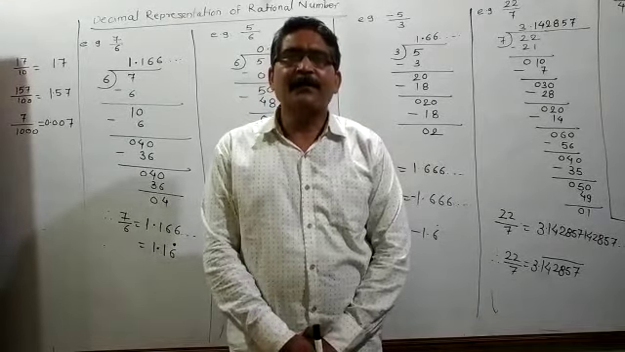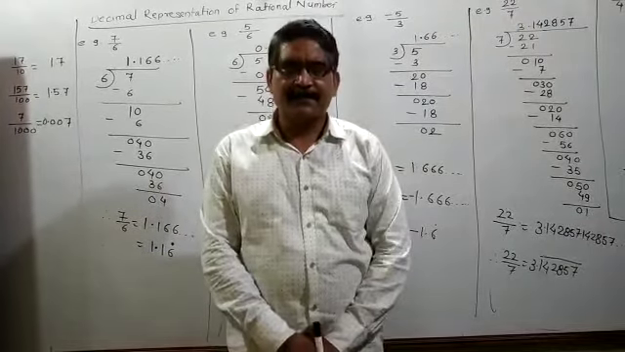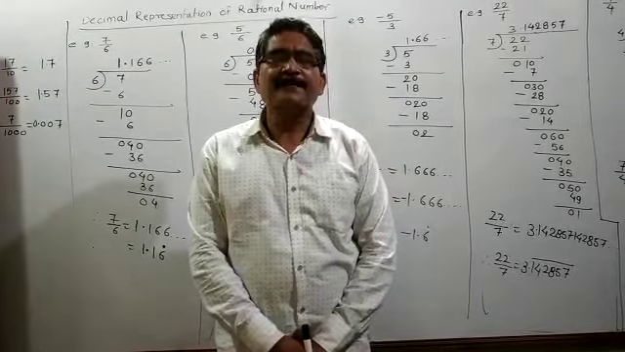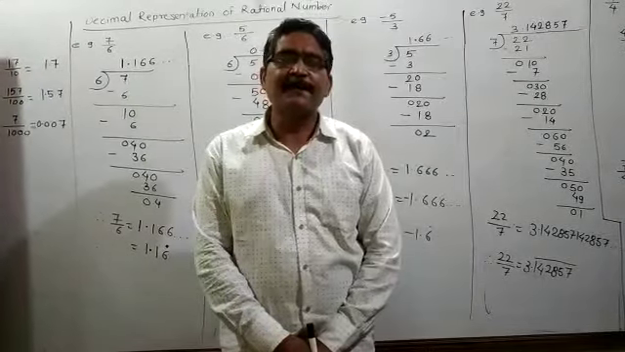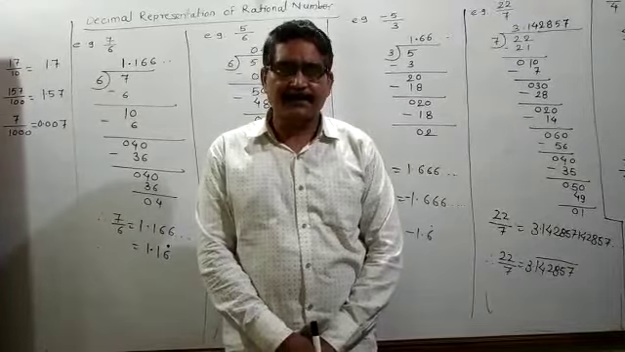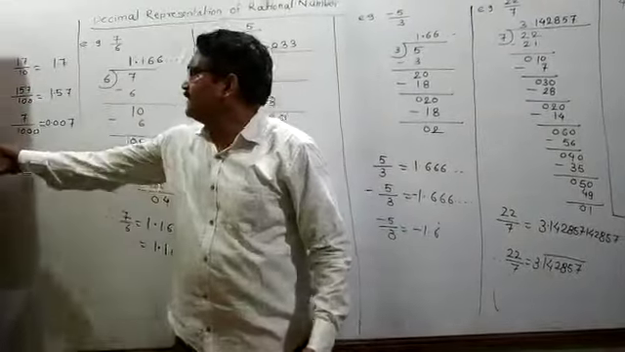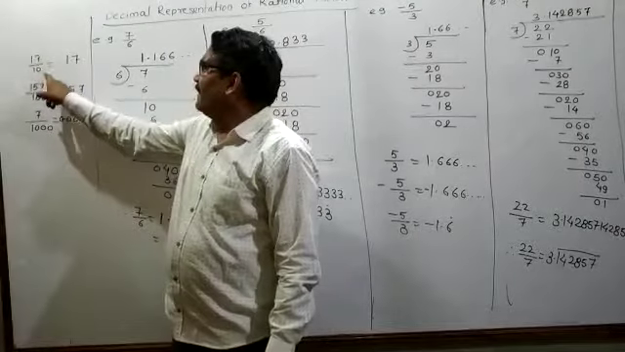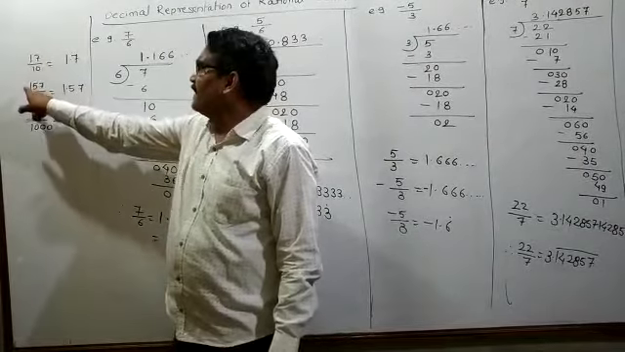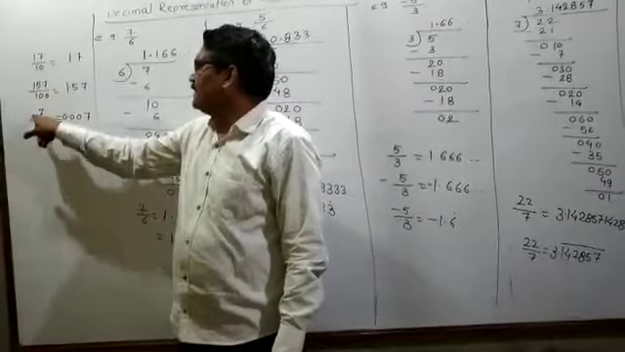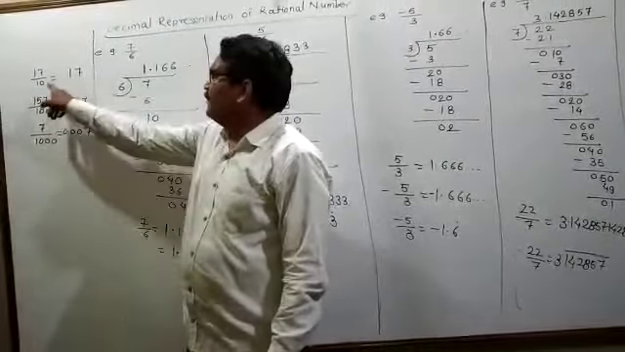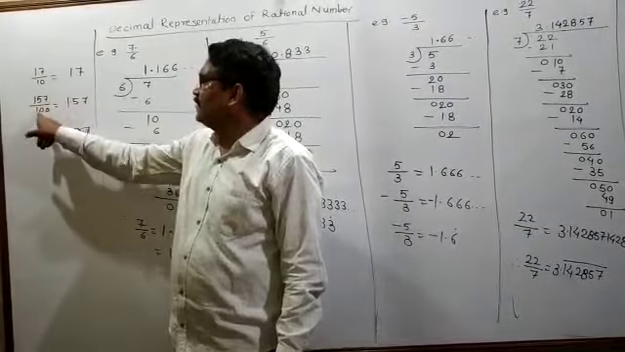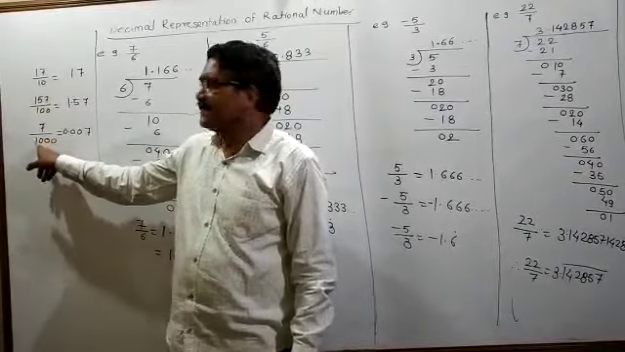form. What is the meaning of decimal fraction? Decimal fraction means the fraction with denominator 10, 100, 1000, 10,000. Such a multiple of 10 is called a decimal fraction. This is the example: 17 upon 10, 157 upon 100, 7 upon 1000. If you observe, one 0 means one decimal place, two 0s means two decimal places, three 0s means three decimal places.